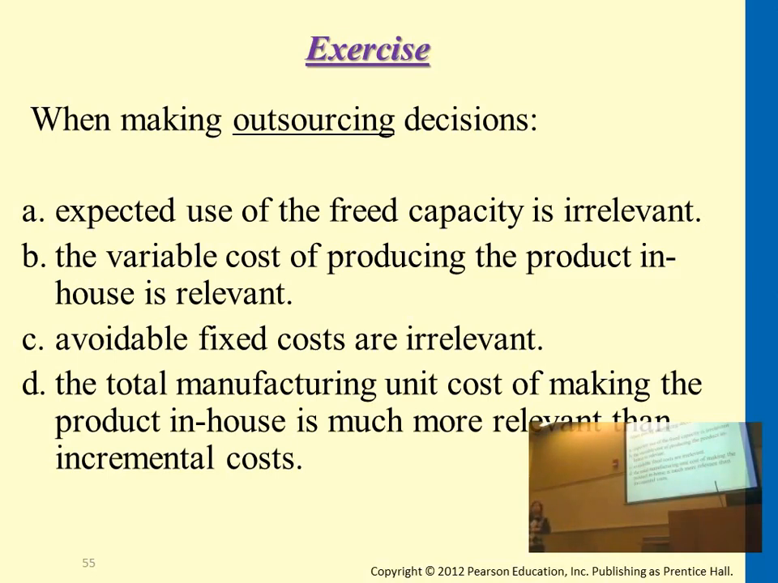You also consider avoidable fixed costs. Remember the example we went over with the 50,000 and 40,000. So we avoided 10,000 in fixed costs. So that's also important. What about D? What's wrong with D?